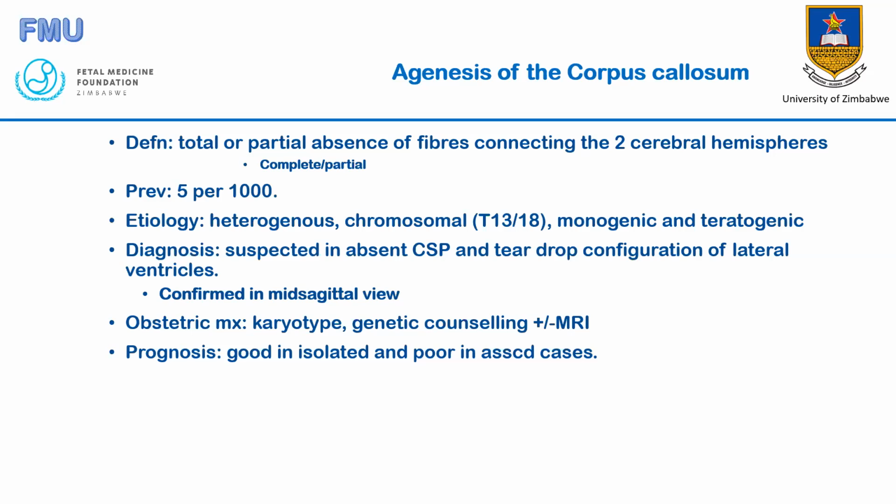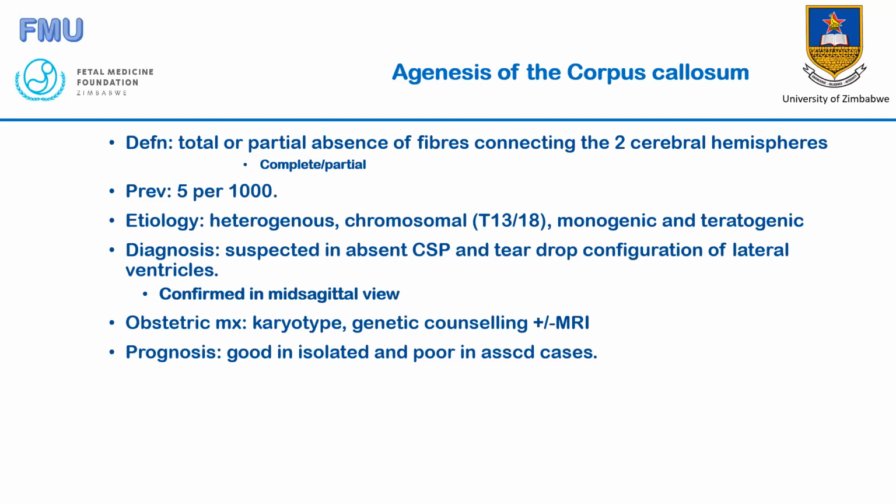Then, of course, genetic counseling in the case of monogenic inheritance. And also, like I said, sometimes we may need the MRI to make sure that what we are seeing is just an isolated case of agenesis of the corpus callosum, or whether we may have other underlying brain abnormalities.